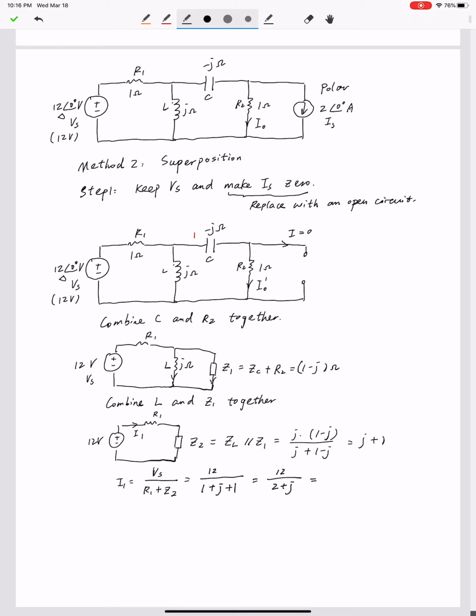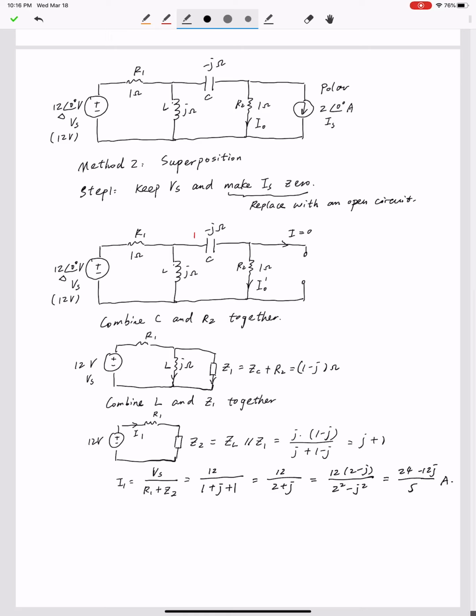We can multiply 2 minus J on both sides, right? And the bottom part becomes 2 squared minus J squared, and that should be 5. And the top side is 24 minus 12J. Unit is amp.